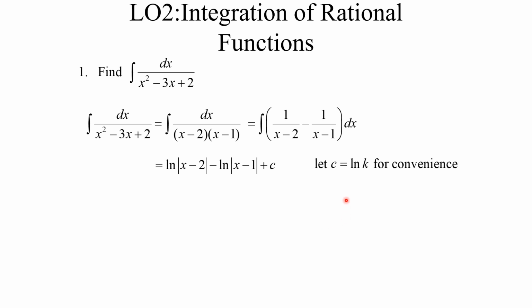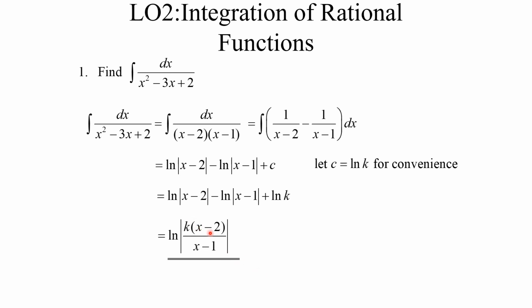You can also write it in another form where you let c be ln k, and therefore your result will be ln|x minus 2| minus ln|x minus 1| plus ln k. So c is substituted with ln k. In this case, you can actually further simplify your answer.